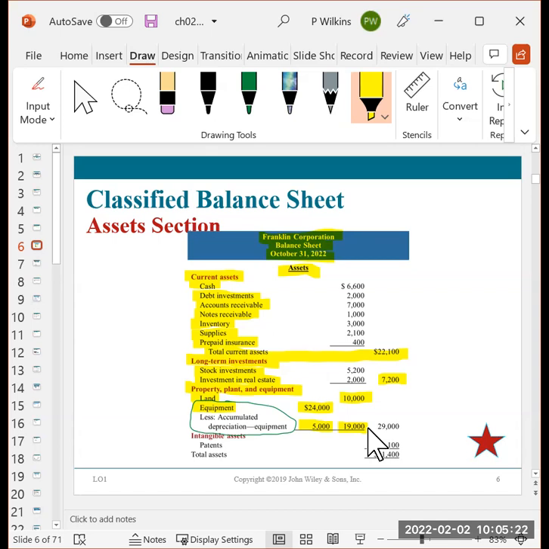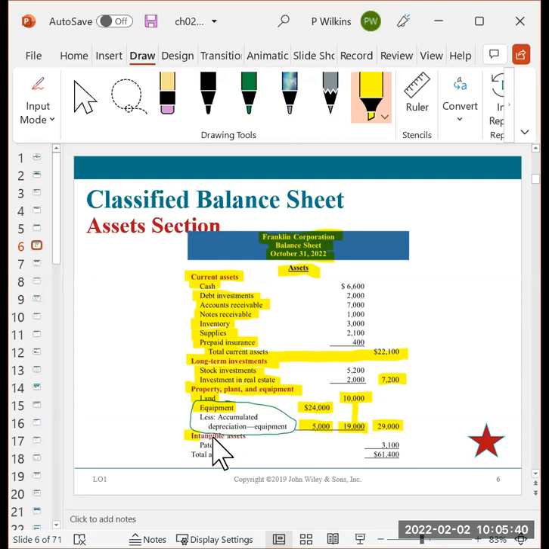And again, we're going to have a whole chapter on that, so don't get too caught up in that. Now we're going to add the 10,000 and the 19,000, and we're going to push that subtotal over. Again, this subtotal does not have a title to it. It lines up on the same line there.